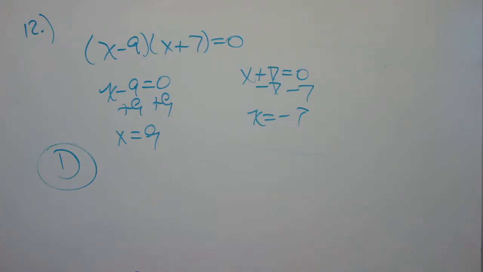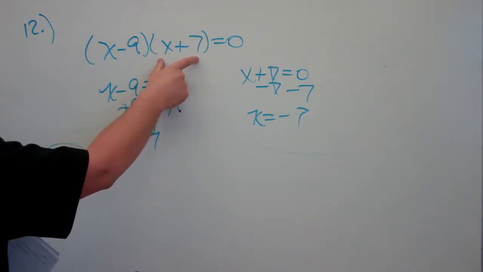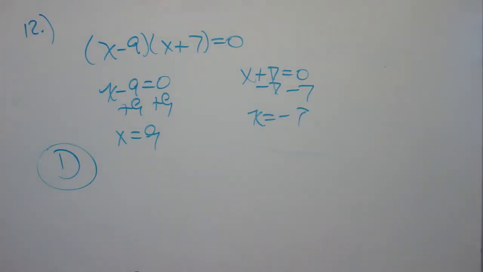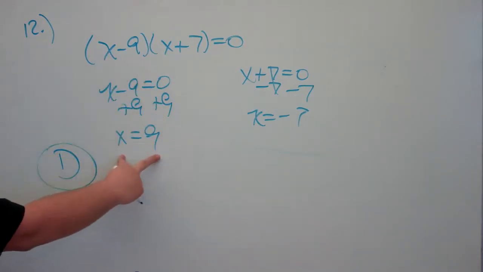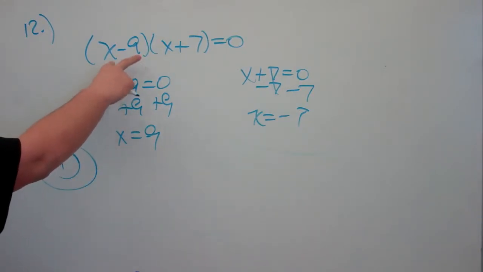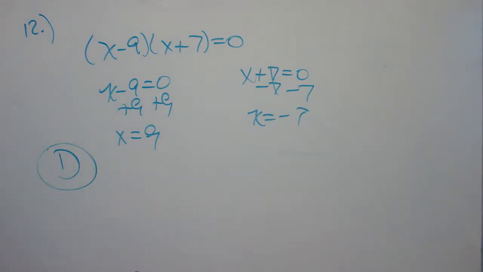So that's pretty much the zero product property, because it doesn't matter if this equals 0 or if this equals 0. If either one of these is 0, the whole thing is 0 because you're multiplying by 0. Alright, so set this equal to 0, solve for x. Set this equal to 0, solve for x. You're done. Alright, let's look at 13.